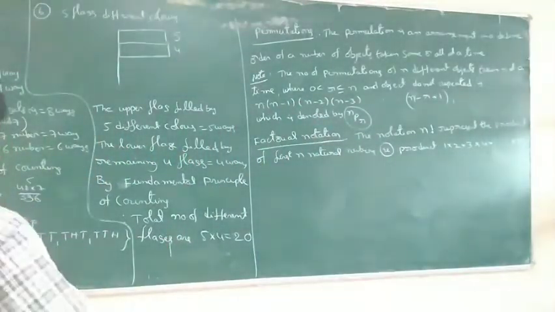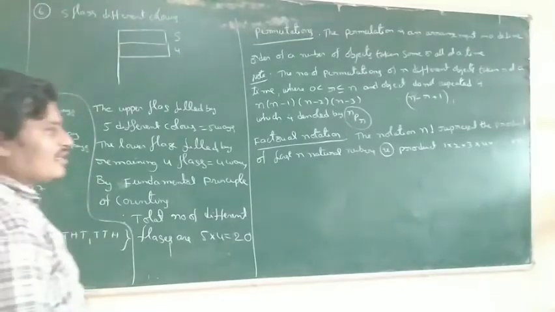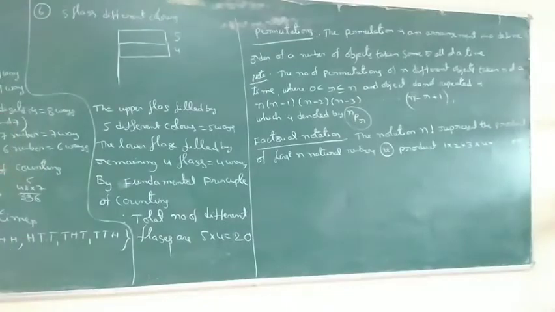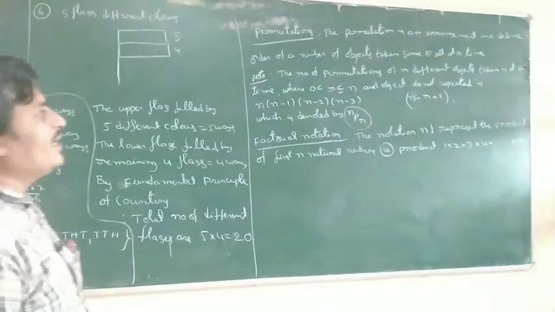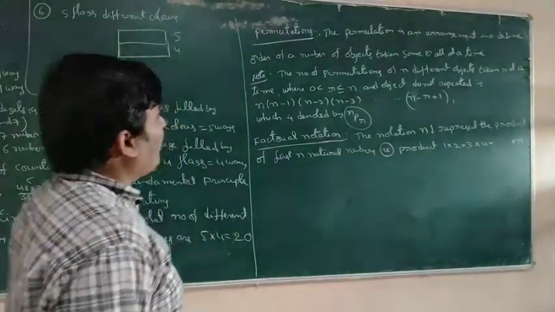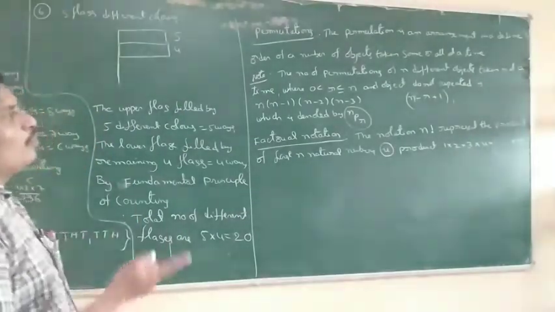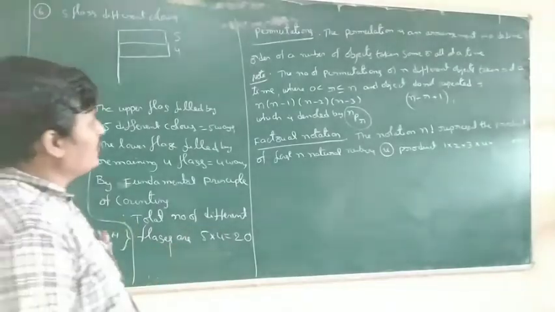Okay, problems. Next concept, permutations. What is a permutation? A permutation is an arrangement in a defined order of a number of objects taken some or all at a time.